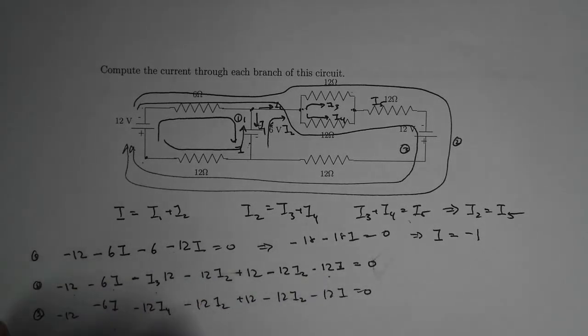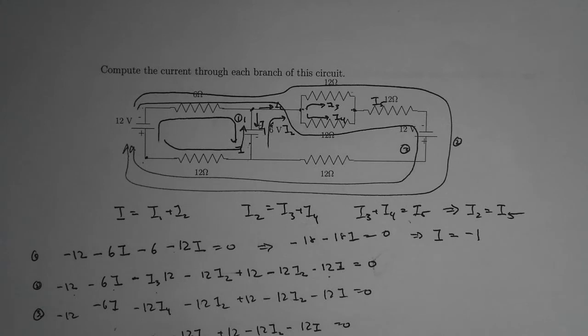So we're going to subtract 1 from 2, right? To show this more clearly, I'm going to write this one out again: minus 12 minus 6i minus 12i3 minus 12i2 plus 12 minus 12i2 minus 12i equals 0. Now I'm going to subtract from this one this equation: minus 12 minus 6i minus 6 minus 12i.